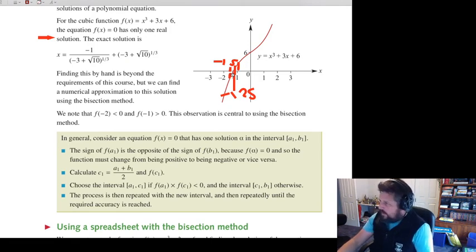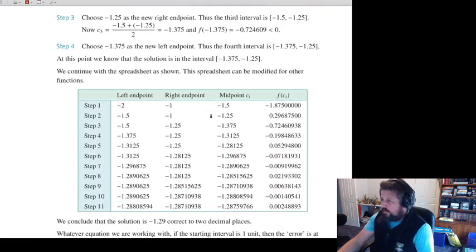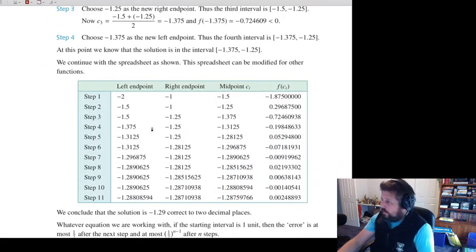1.375 and negative 1.25. You can keep on getting more and more accurate the more you do it. Over the page, you can go crazy with your spreadsheet and keep doing it to get more and more decimal places. Even at this point, as an estimate, it's not too bad, knowing it's between negative 1.25 and negative 1.375, but you can see it's going to get more and more accurate as we go through it.